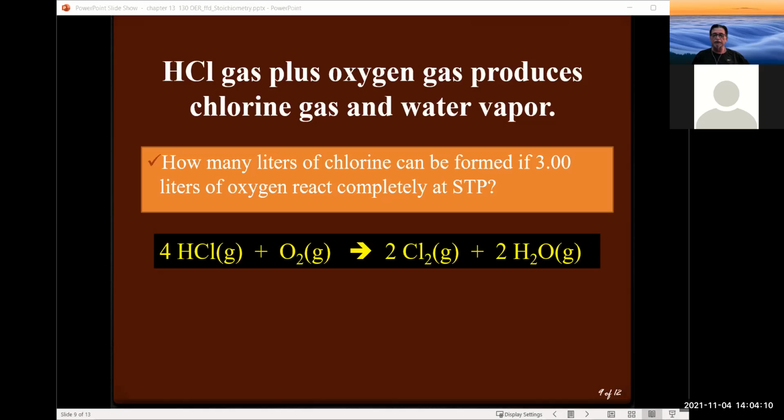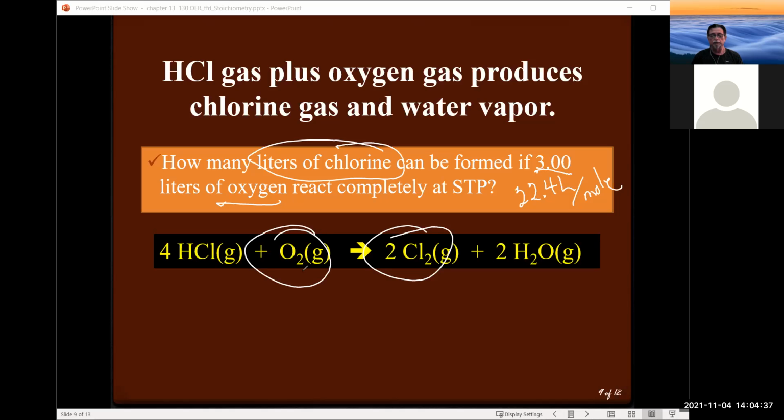Now the question says, how many liters of chlorine can be formed if we have 3 liters of oxygen react completely at STP? We're at STP, so we can keep this in mind. So we want to know about chlorine and O2. That's it.